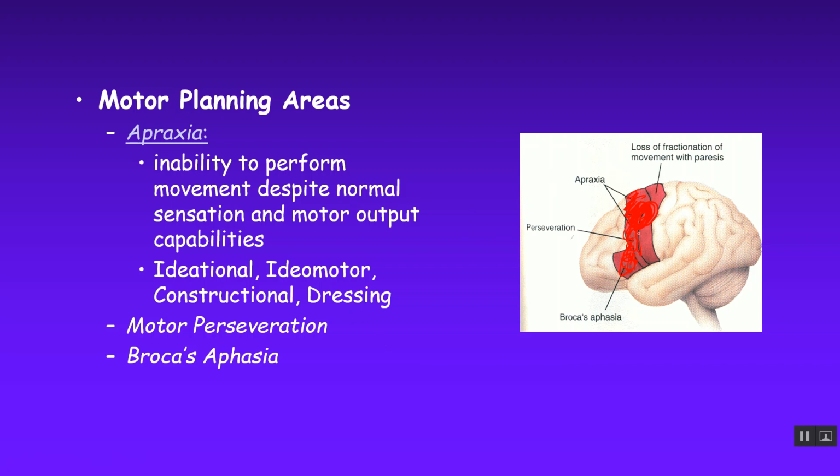Some people have certain damage to the premotor area down lower, which can lead to what's called motor perseveration. A person will start a task and just keep doing it over and over. They don't have the turn-off switch. So they'll keep putting the toothpaste on the toothbrush and don't go to the next step. They get stuck and keep doing it over and over again.